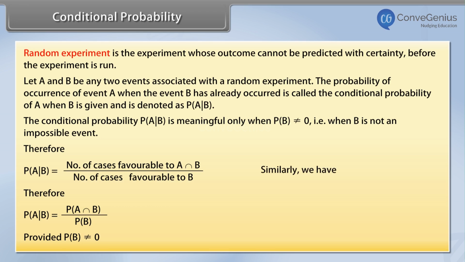Similarly, we have the conditional probability of event B when event A is given is equal to the probability of event A intersection event B divided by the probability of event A, provided the probability of event A is not equal to 0.